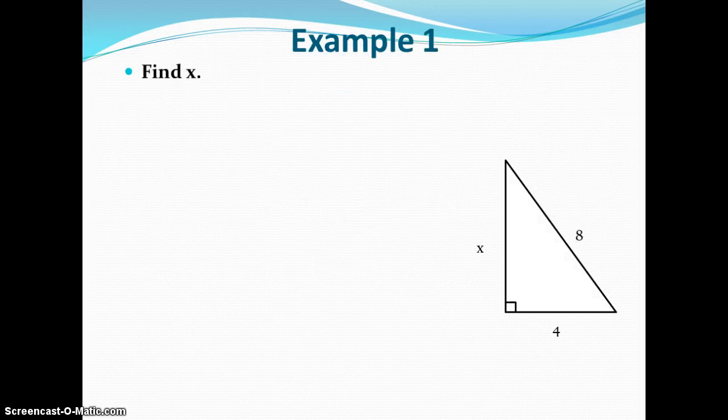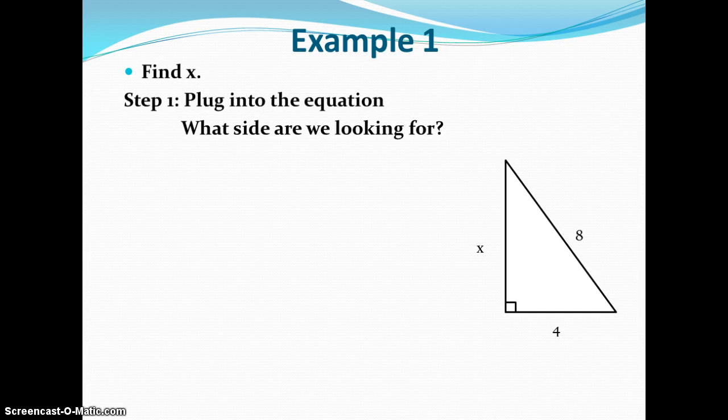Example 1, we want to find x. So step 1, we're going to plug into the equation a squared plus b squared equals c squared. But what side are we looking for? We're looking for one of the legs, so we have to either replace a or b with 4. So I chose a, so 4 squared plus b squared equals 8 squared, because 8 is the hypotenuse, so it has to be c. 4 is one of the legs, so it could be either a or b. It doesn't make a difference.